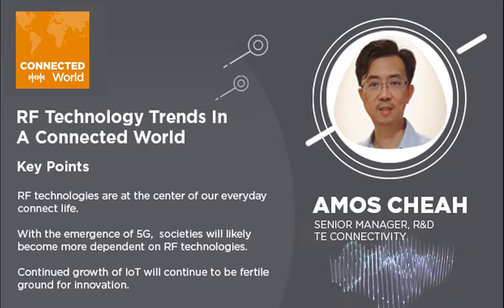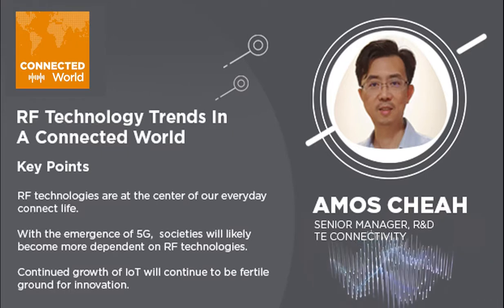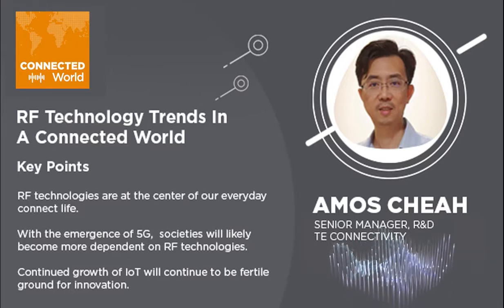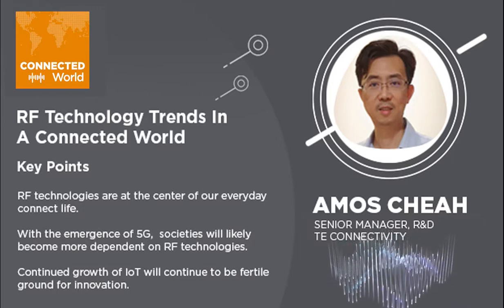So as a summary, there are 3 points here. First thing is RF refers to the use of electromagnetic radiation for transferring information between two circuits that have no direct electrical connection.